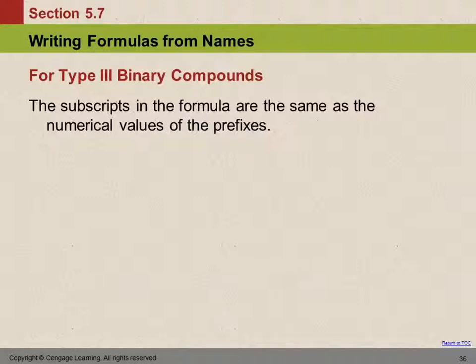We've been practicing writing names for compounds, learning how to name things. We also need to be able to write formulas from the names. And again, we have to consider what types of compounds we are dealing with so that we know how to apply the rules correctly. So what your book calls a type 3 binary compound. These are the ones with the two nonmetals, and they have subscripts. Back up. These have prefixes, numerical prefixes in their names.